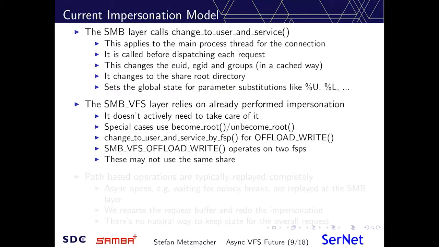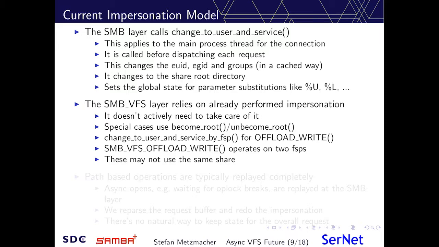So the fact is that the SMB VFS layer relies on the impersonation to be performed already. It doesn't actively take care of it, so it just assumes it's in the right state and does no checks. There are special cases where we need to override that. For example, when you try to get the NT ACL on a file, which is stored in an xattr, we need to change to root with the become root function and then read the NT ACL as root. But these are special cases.